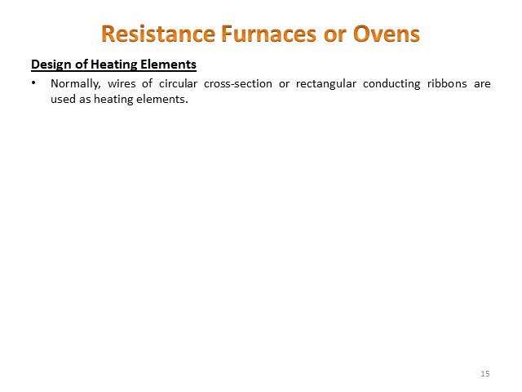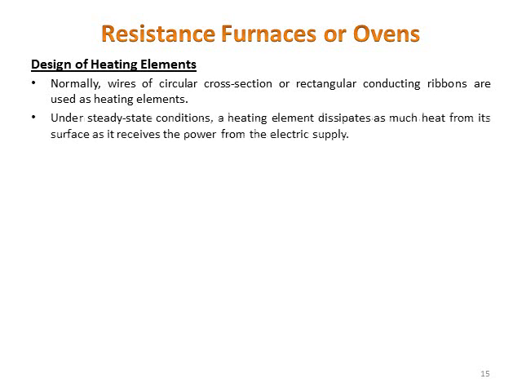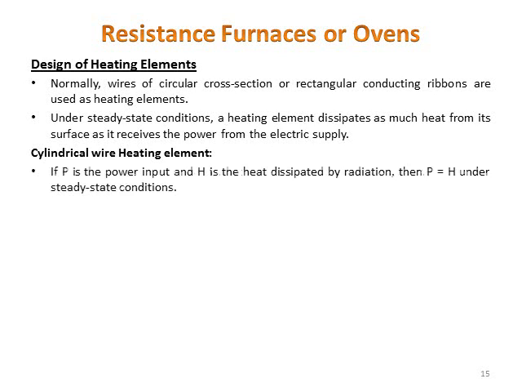Design of heating elements. Normally wires of circular cross section or rectangular conducting ribbons are used as heating elements. Under steady state conditions, the heating element dissipates as much heat from its surface as it receives power from the electric supply. In the case of a cylindrical heating element, if P is the power input and H is the heat dissipated by radiation, then P is equal to H under steady state conditions.